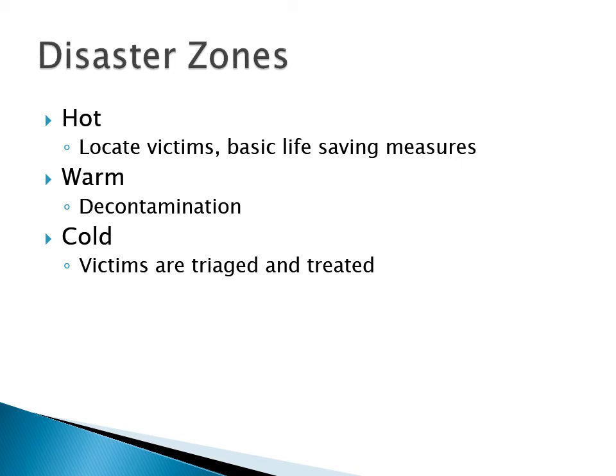The warm zone is about 300 feet from the area and is usually located upstream, uphill, upwind, so it doesn't become a hot zone. And the main focus is on decontamination of the victims. Cold zone is where it's further away again. Victims are already decontaminated and they're triaged and treated within this zone.